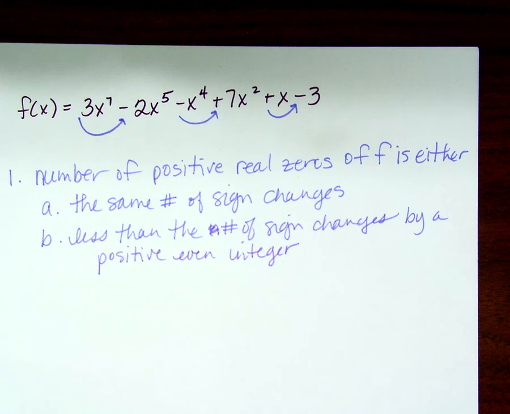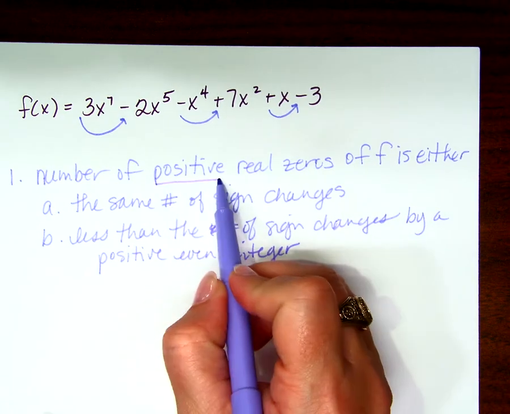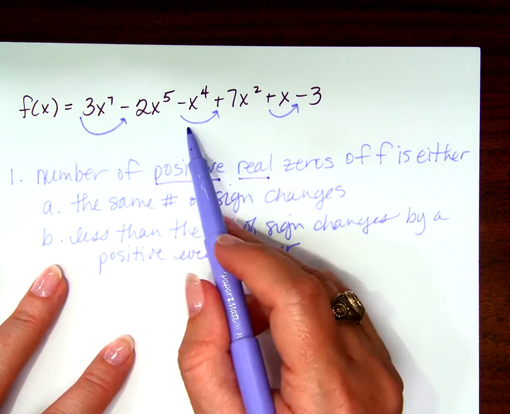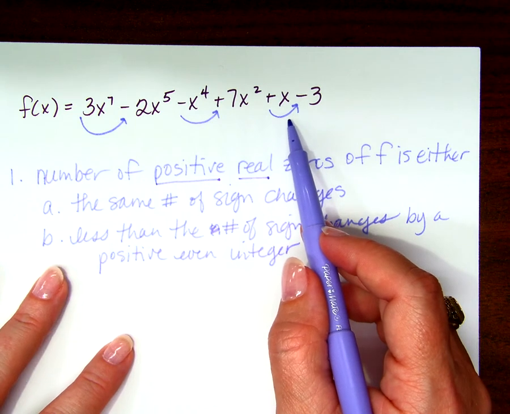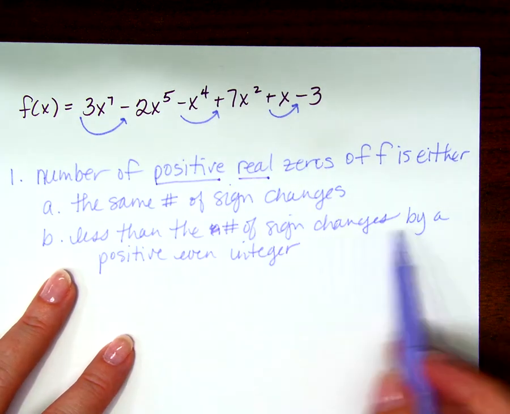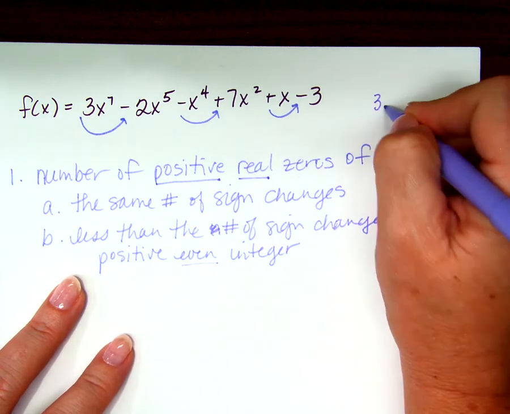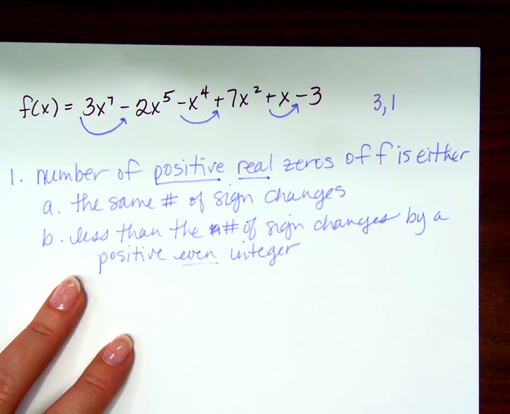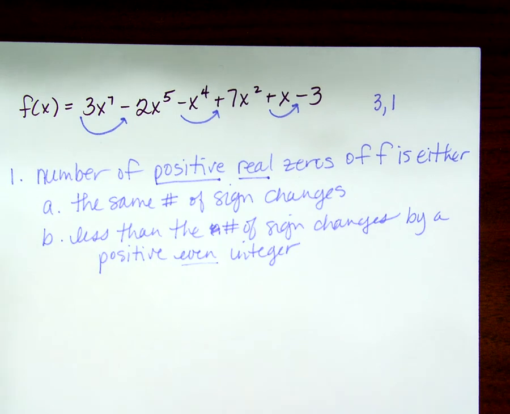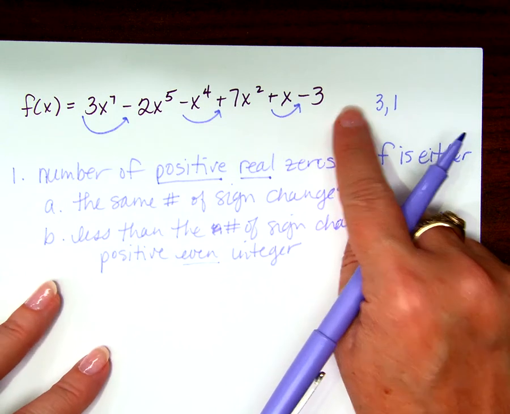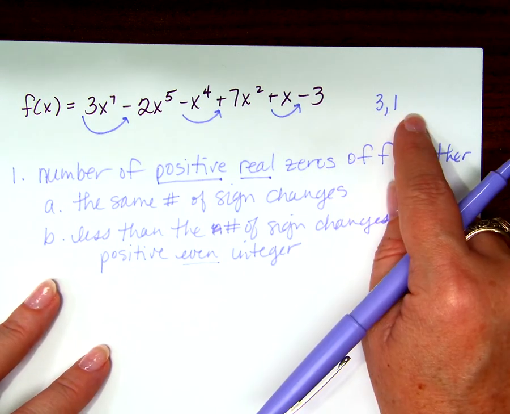So let me make sure you understand that. The number of positive real zeros, positive and real, in this case is either 3 or what? By a positive even integer. So in this case, either 3 or 1. So like 2 less, basically. So if this was 7 sign changes, it would be 7 or 5 or 3 or 1. Does that make sense?